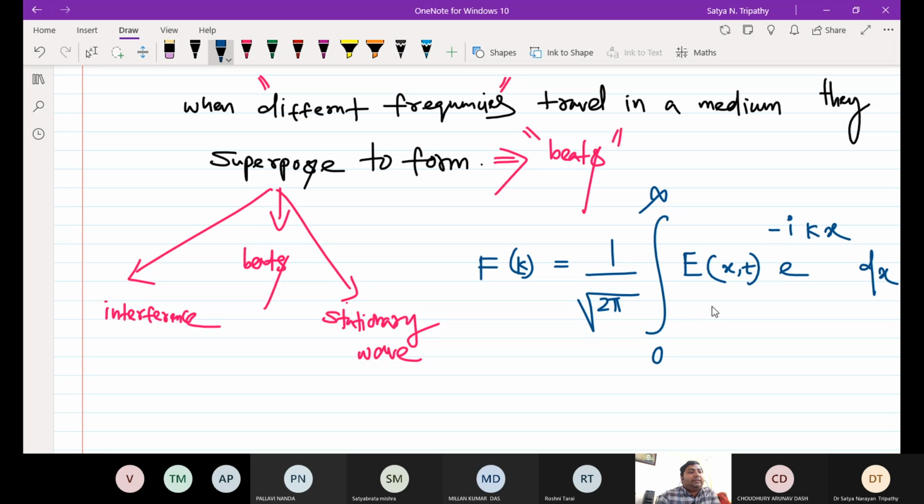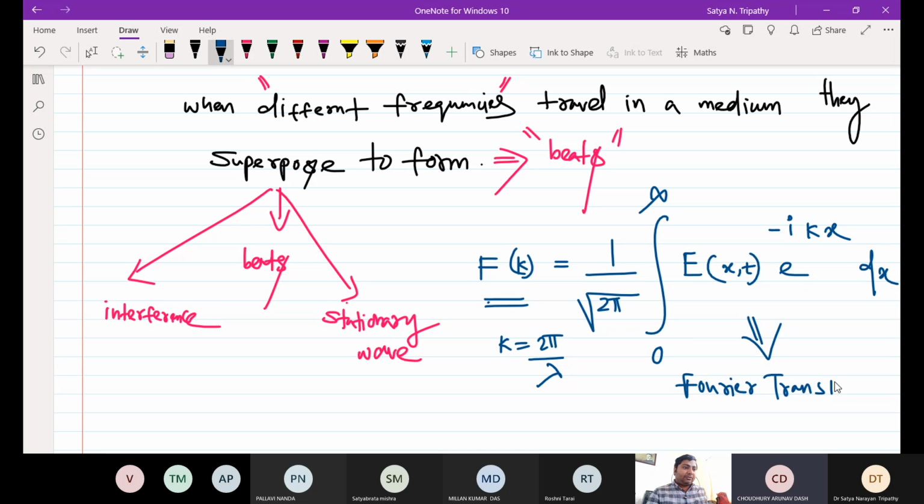So what I am trying to do is superpose each of the electric waves in the medium in the range from 0 to infinite, and this is a variable of k, where k is 2 pi by lambda. So what is this expression known as? Can you tell me the name of this equation? No, sir. No. So this is the Fourier transform. Actually, Fourier transform is nothing but the addition of all the different frequencies. I am writing it here.